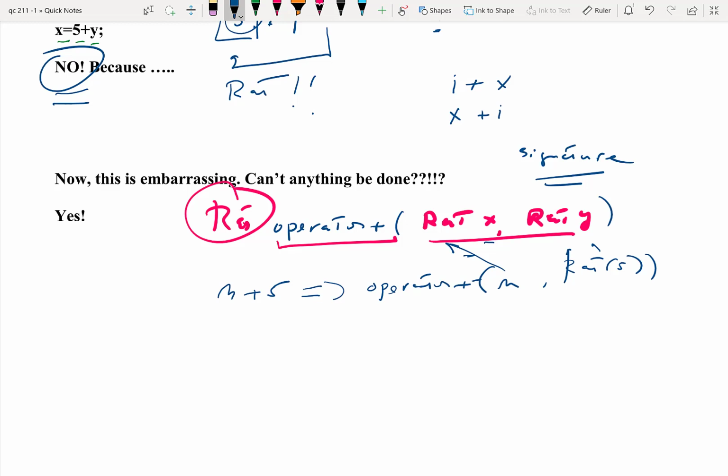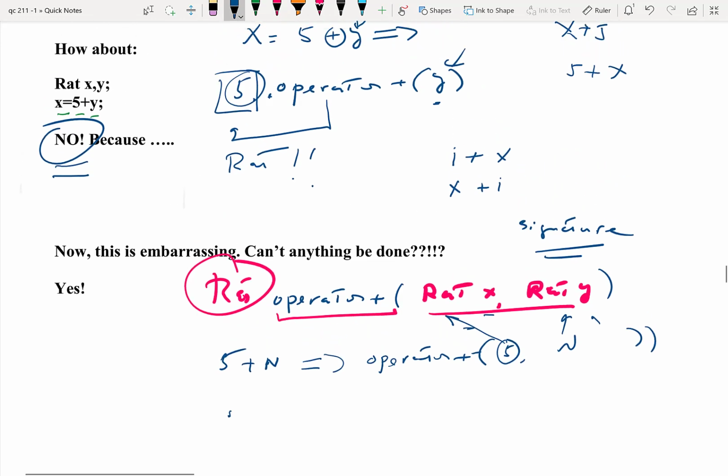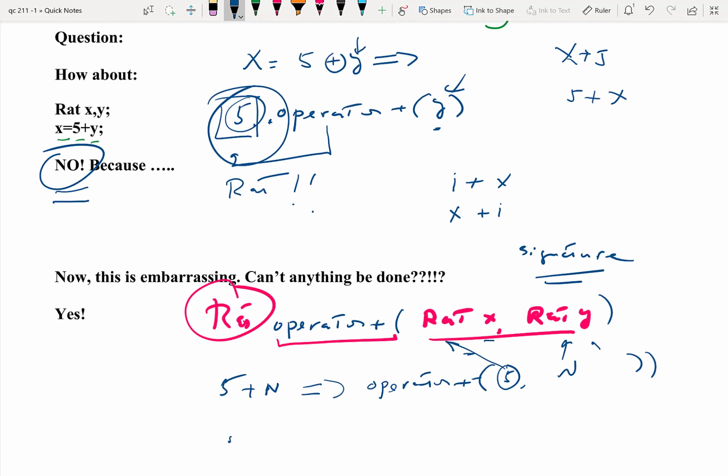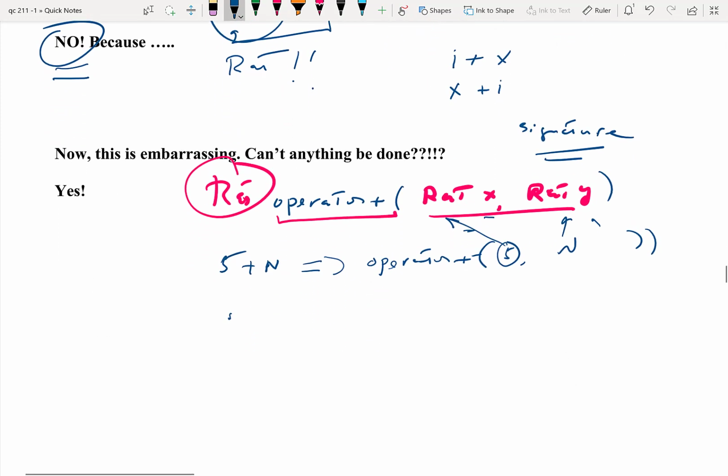And what about 5 plus m? Again, m is a rat. We saw the previous one did not work, but this will, because that's going to be translated into operator plus of 5 and n. Now n is a rat, 5 is not. But what did not work before is that it's not going to create an object on the left-hand side for you to work on. But here, it's not on the left-hand side.